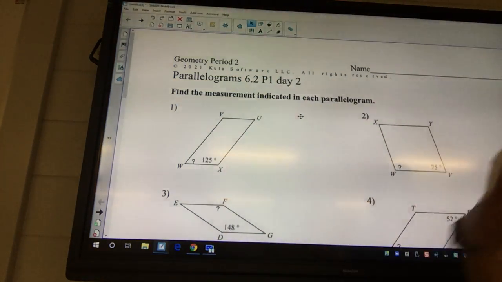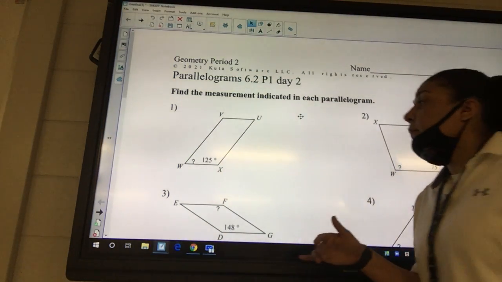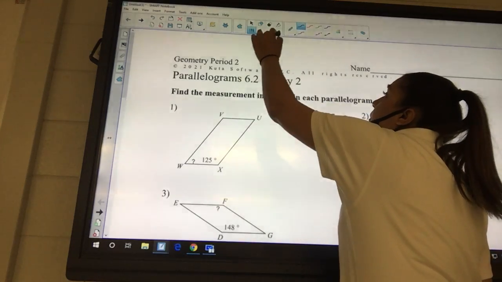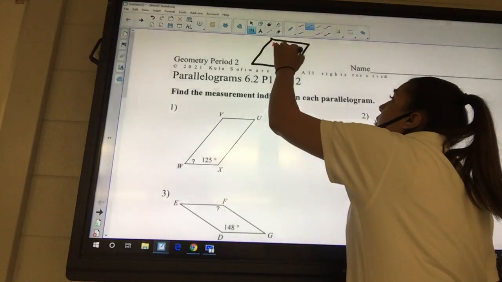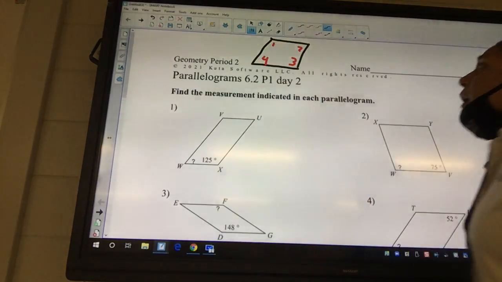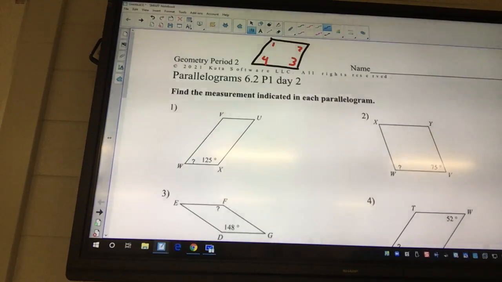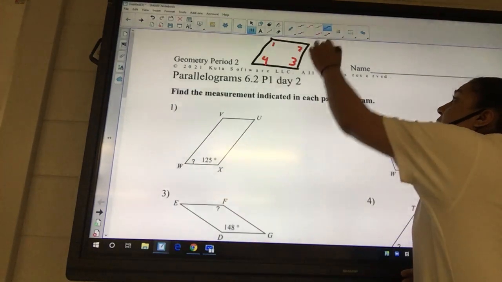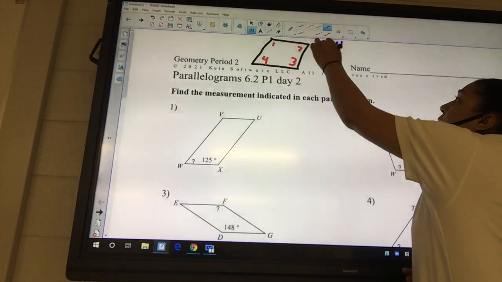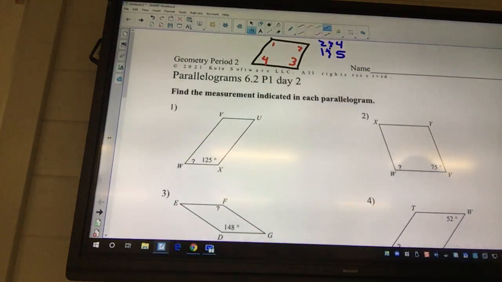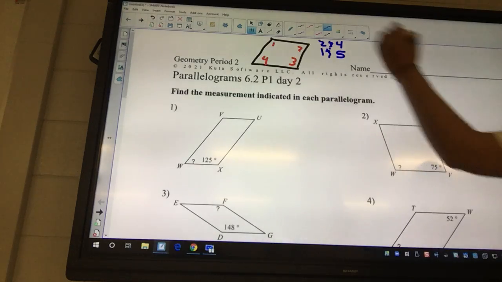So the first couple are just a quick reminder, a refresher. If we have a parallelogram, a four-sided figure, and we have these angles 1, 2, 3, and 4, what can you tell me about angle 2 and angle 4? What kind are they? Are they same side or opposite sides? Opposites. And what are the other opposite ones? 1 and 3. If they're opposites, then what are they? The same. They're equal to each other.